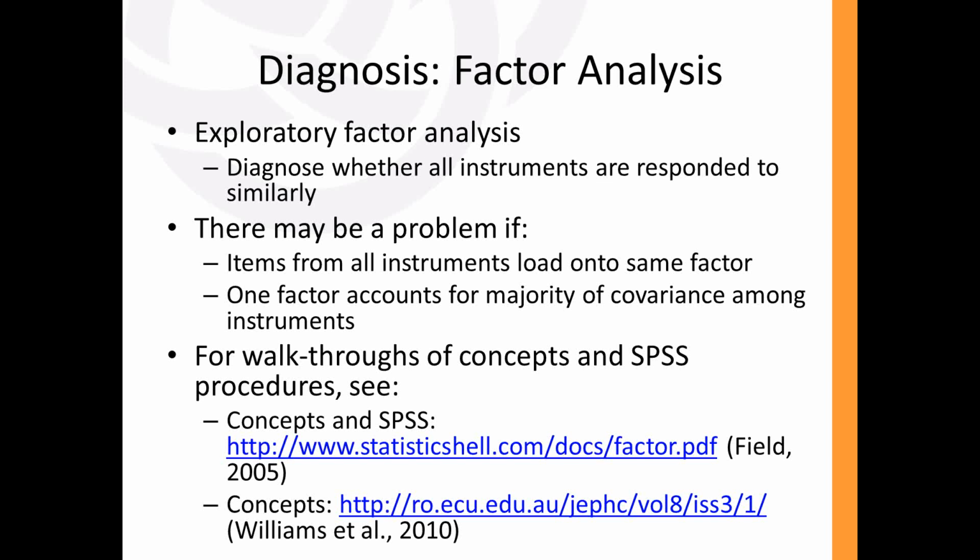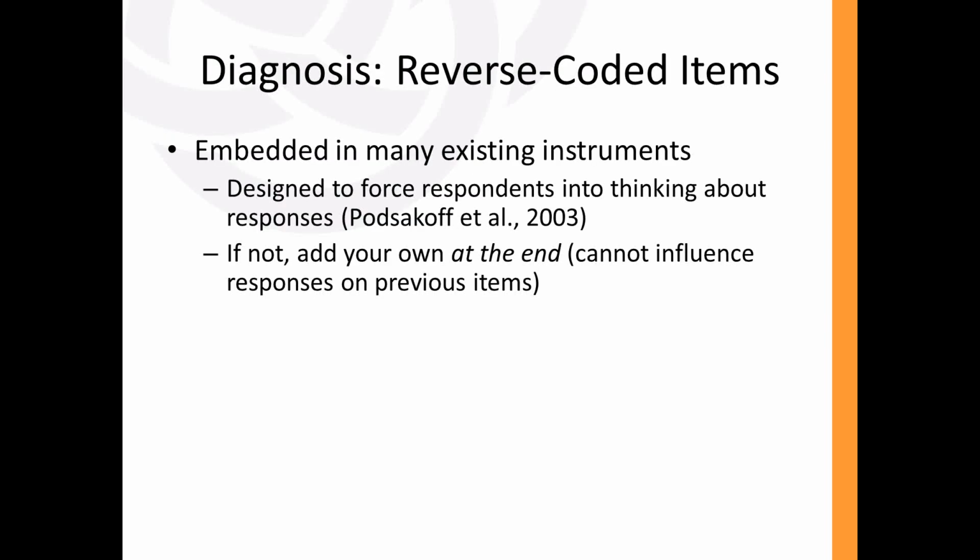And that will go a long way to helping you understand whether or not you have some issues with common method bias. Another diagnostic tool is looking at reverse-coded items. And these are basically items that are phrased in a sort of reverse manner from other items. And these are embedded in many existing instruments. What they're designed to do is to force respondents into thinking about responses.